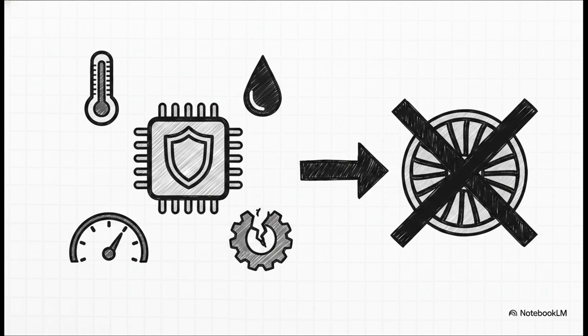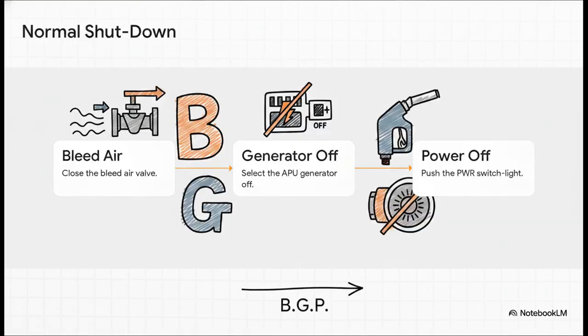If absolutely any of these trigger, the APU shuts down, the fail segment illuminates in amber, the fuel valve closes, and the APU caution light comes on. But what if you just want to turn it off normally? Well, there's a strict 3-step sequence dictated by the manual. Let's look at the APU control panel.